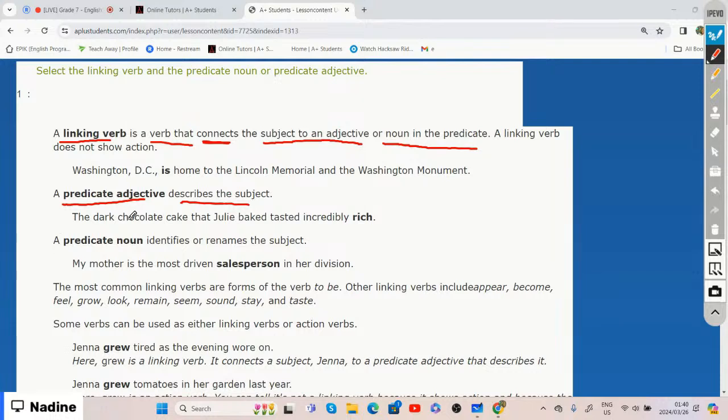And here they say the dark chocolate cake that Julie baked tastes incredibly rich. So we need to describe this dark chocolate, right? So this dark chocolate is being described as rich. That is a predicate adjective. It describes the subject, right?